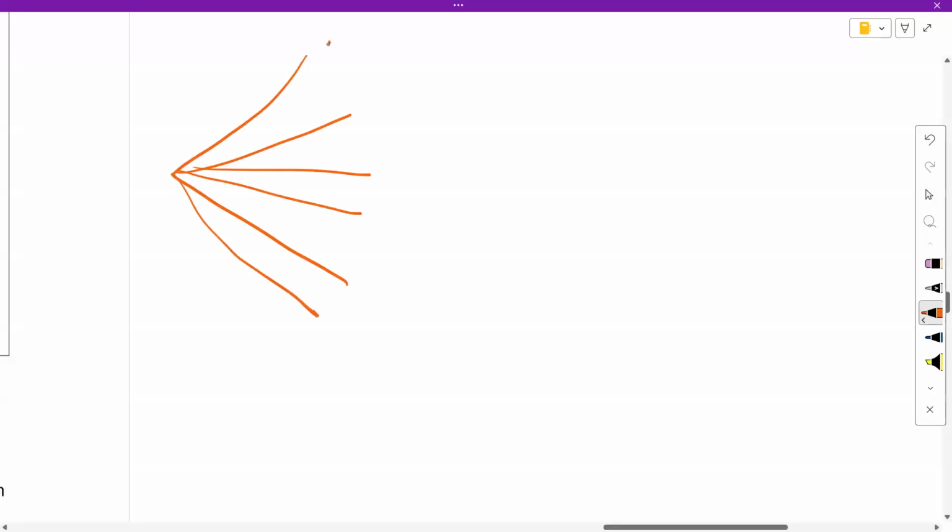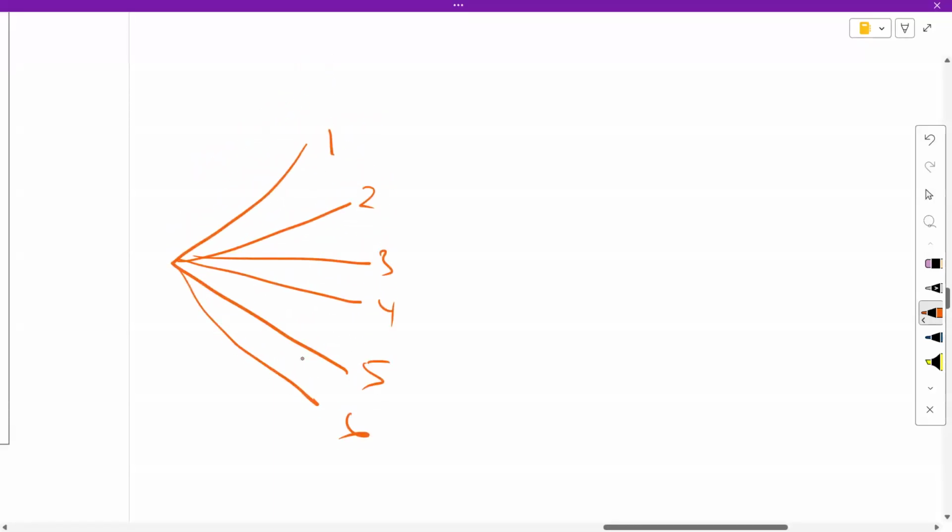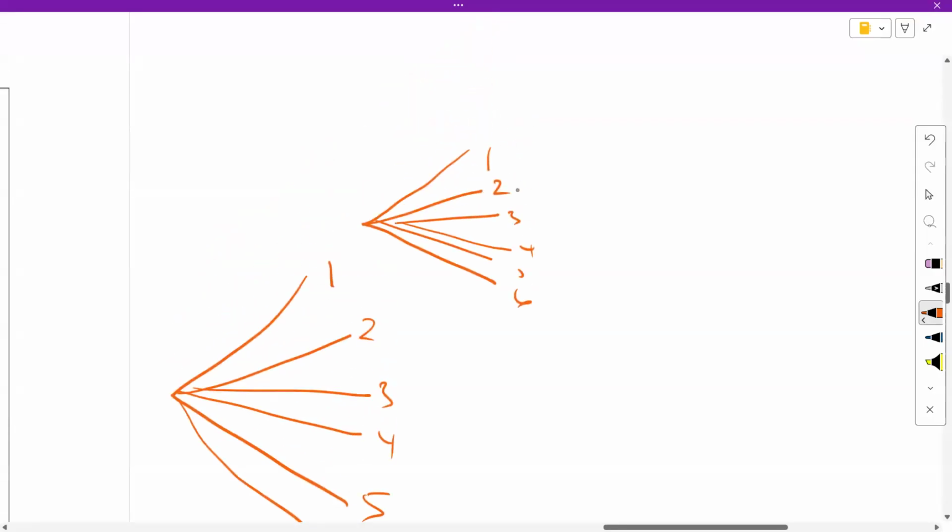How many outcomes? 1, 2, 3, 4, 5, 6. This is the first die. The second die also has 1, 2, 3, 4, 5, 6. Then what is the outcome? Here: 1,1; 1,2; 1,3; 1,4; 1,5; 1,6.